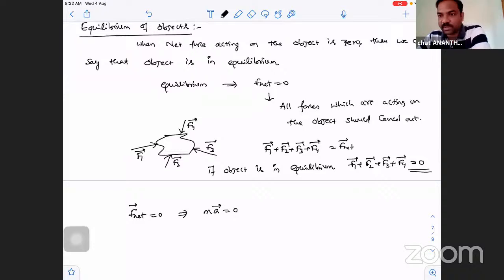Okay, so m into a bar equals 0, and mass is constant, so a bar should be equal to 0. Because the mass of the object is not equal to 0. If we take an object, it has mass. So m won't be 0. So what will be 0? A bar will be 0.